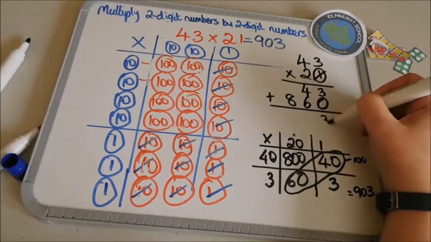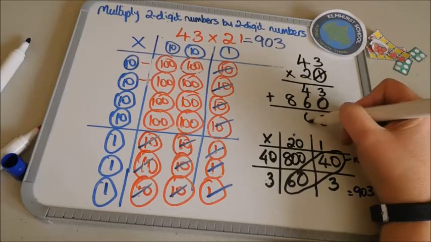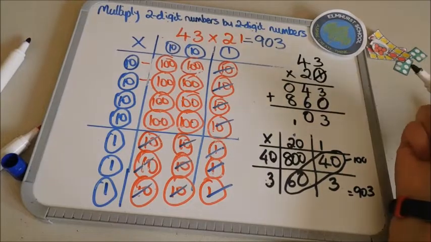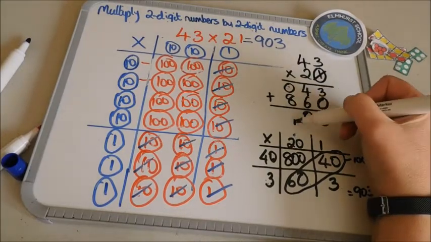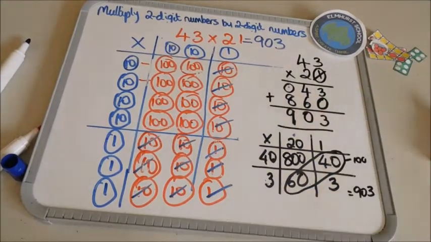3 add nothing is 3. 6 add 4, or 4 add 6, doesn't matter which way round you do it, is 10. 0 down, carry that 1. And 8 add, if you need to put a placeholder in, that's fine. 8 add nothing is 8, plus 1 is 9. And there is my answer, 903.